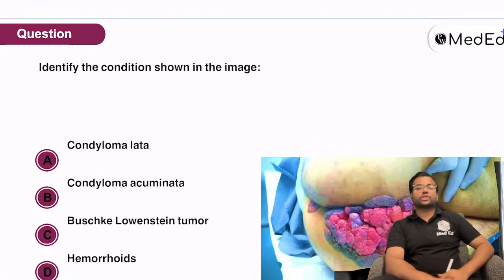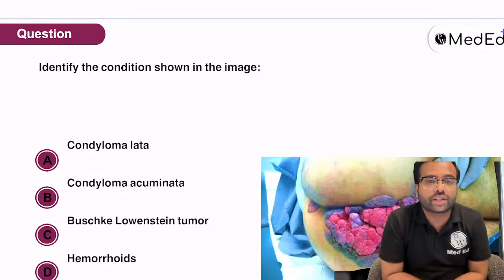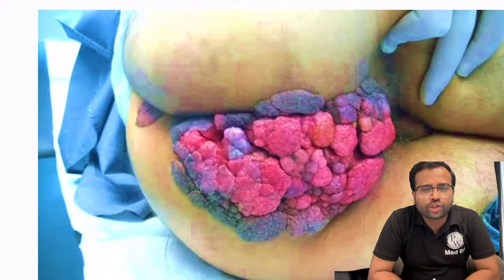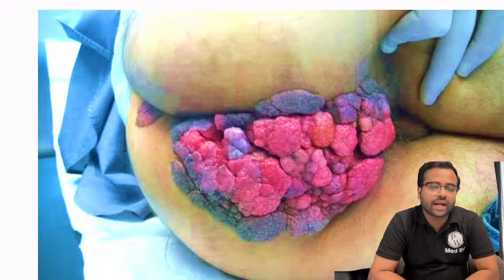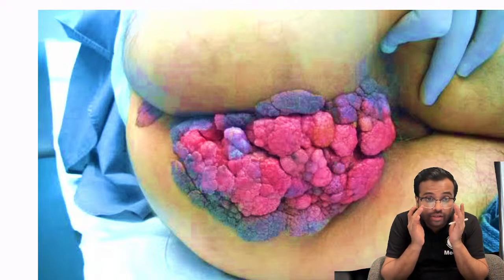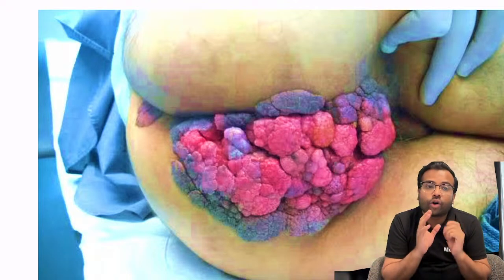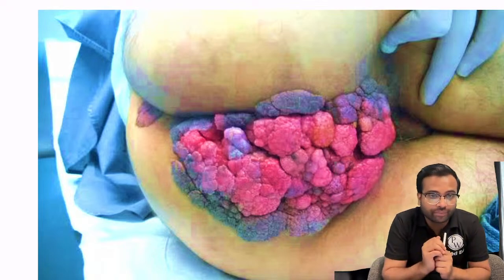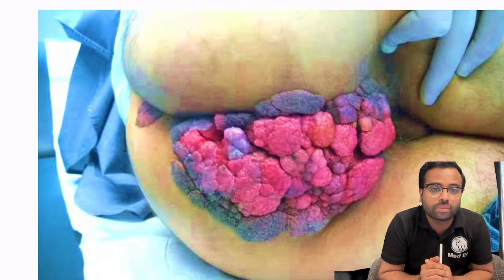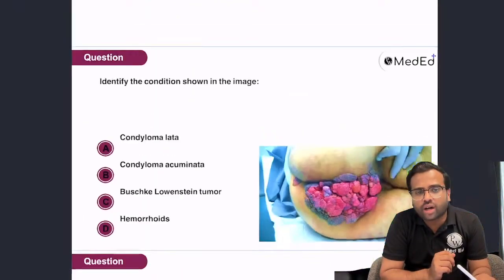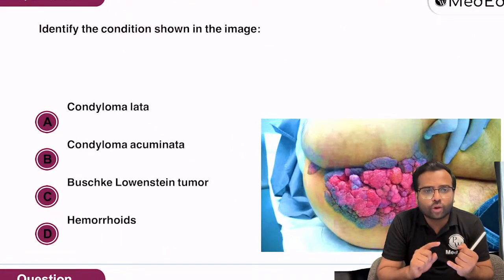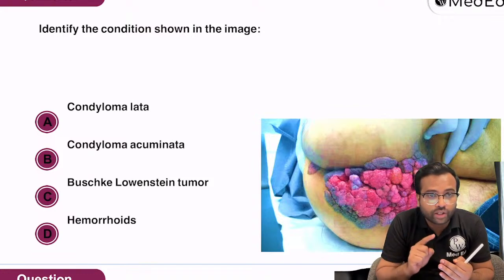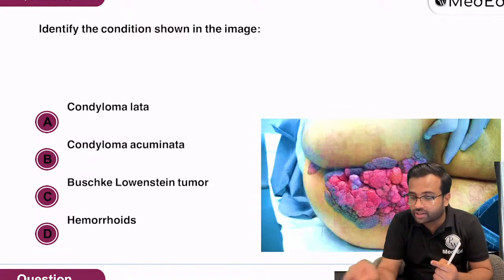Chalo. Now let's do the next question. Identify the condition that is shown in the image. So I'll just zoom the image for you. When I zoom the image, you can see that there is some huge, massive lesion present over the genitalia of the patient. And for me, this looks like a cauliflower, isn't it? It can be compared to this vegetable, cauliflower. And what is this lesion? Is it condyloma lata, condyloma acuminata, Buschke-Lowenstein tumor, or hemorrhoids?